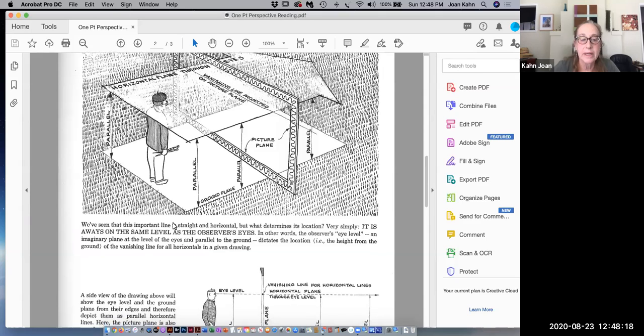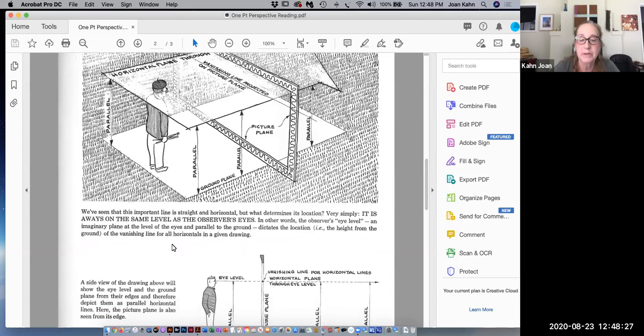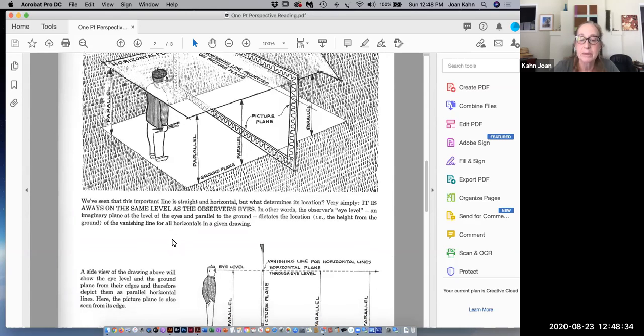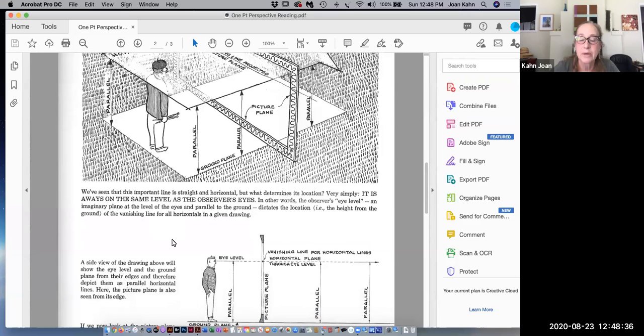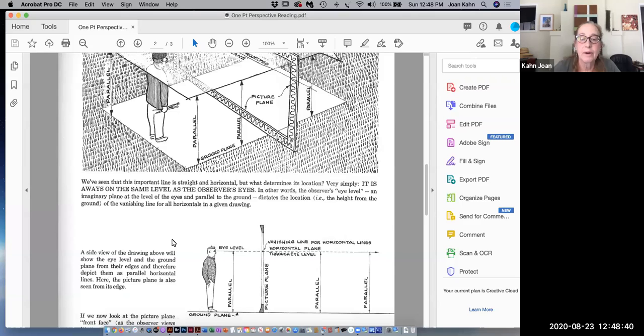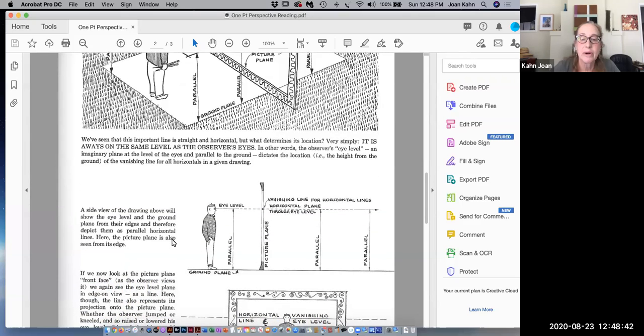So I'm going to read on. We've seen that this important line is straight and horizontal, but what determines its location? Very simply, it is always on the same level as the observer's eyes. In other words, the observer's eye level, an imaginary plane at the level of the eyes and parallel to the ground, dictates the location of the vanishing line for all horizontals in a given drawing.